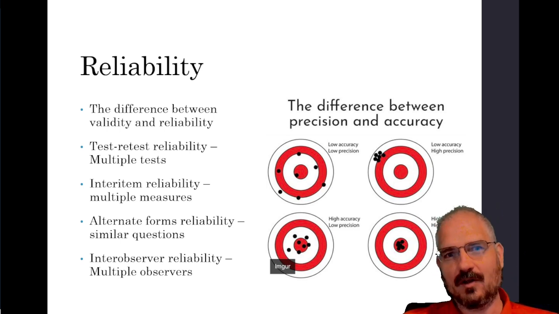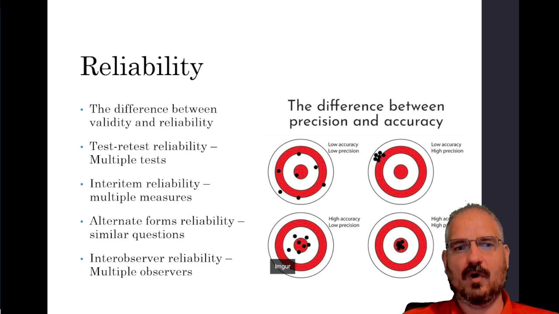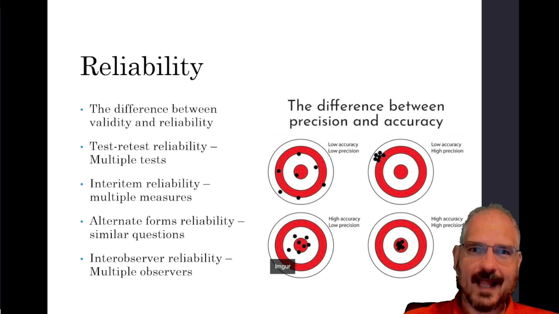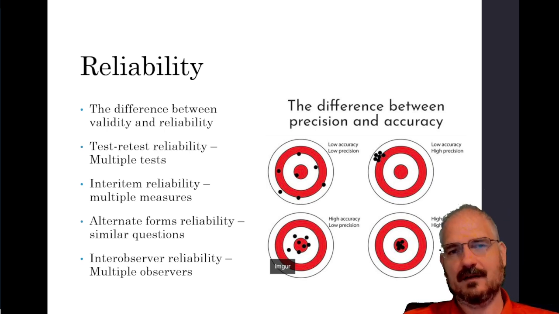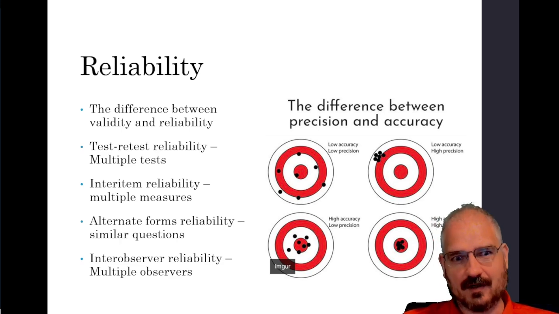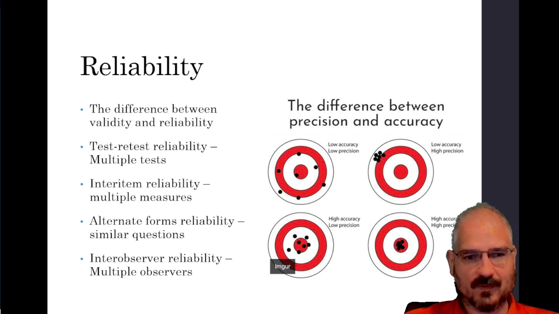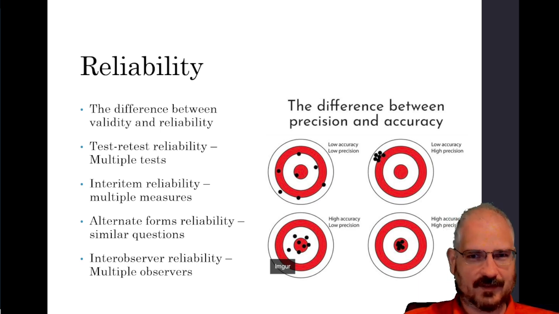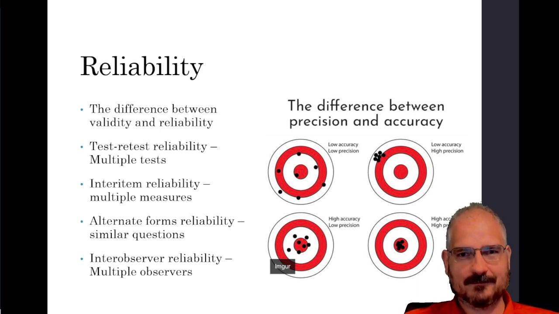So hopefully, ultimately, our measures will be both valid, i.e. accurate, and reliable, i.e. agree with each other. And there's some overlap here. Inter-item reliability sounds very like the criterion validity from the previous slide. But they're also testing two different things, validity and reliability.